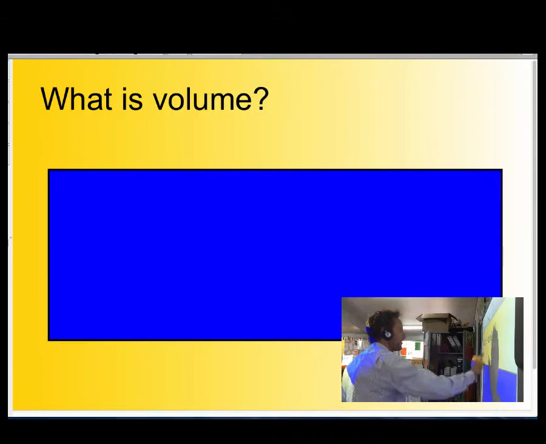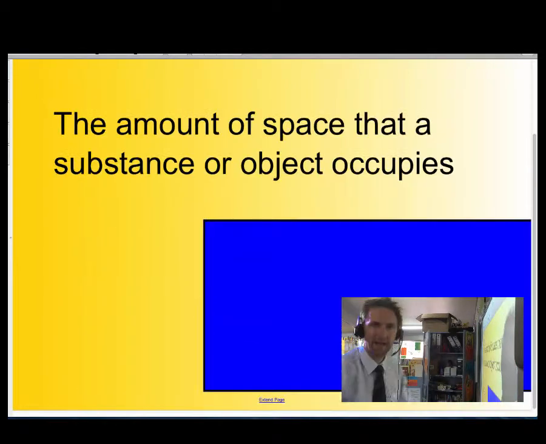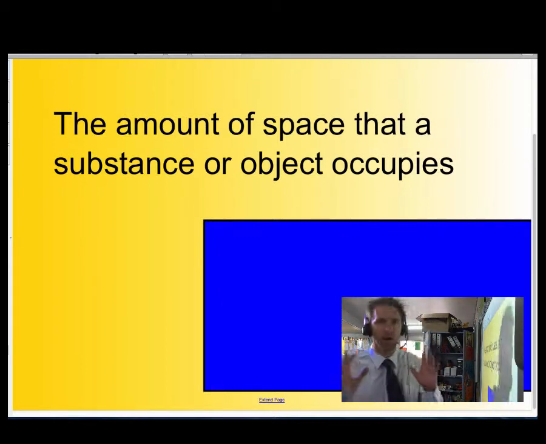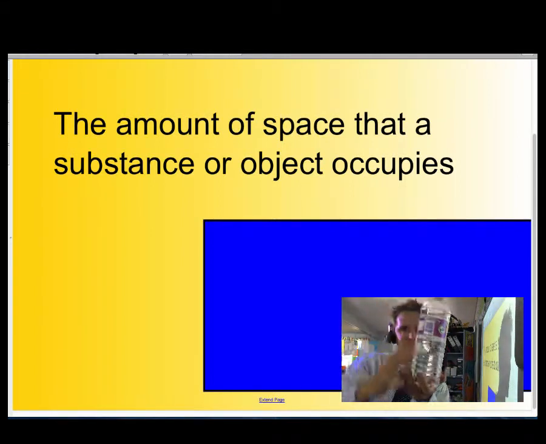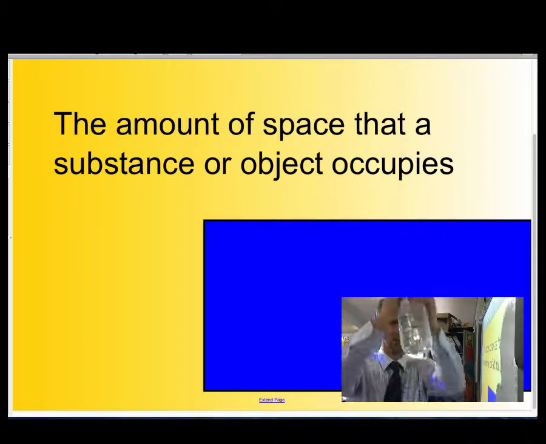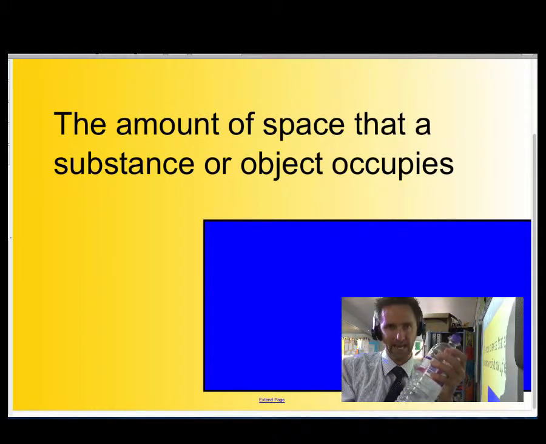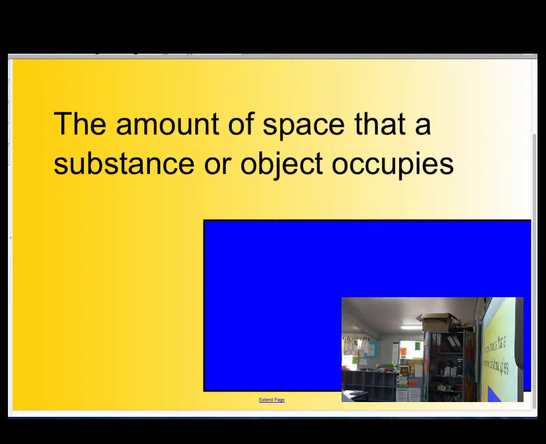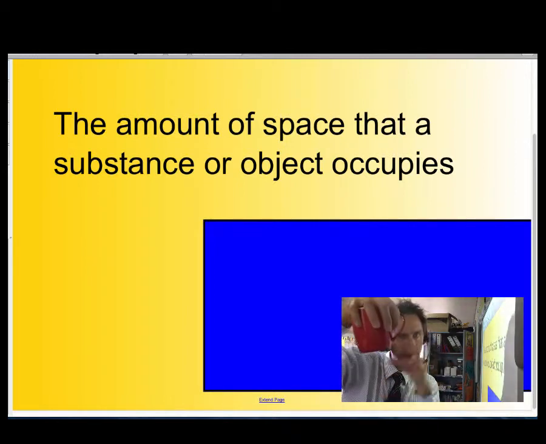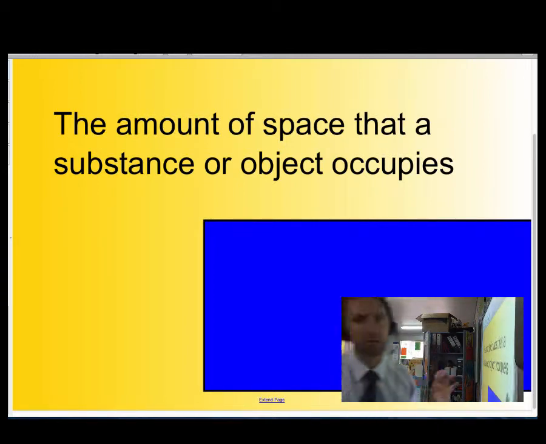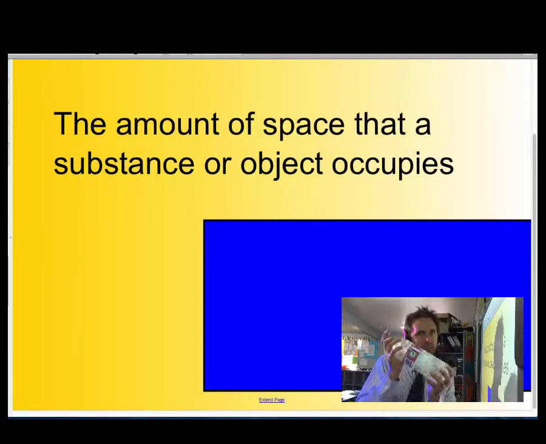Okay, I hope you're back, guys. Volume is the amount of space that a substance or an object occupies. For example, you can see the water in my bottle takes up a certain amount of space. So we might say, what is the volume of water in this bottle? There is also a certain amount of space taken up by this cup. We might say, what is the volume of air in this cup? Area is about a flat surface, but when we talk about volume, we're talking about the space within an object.